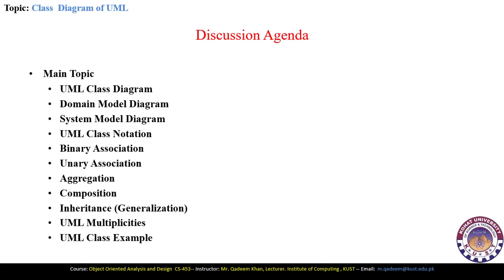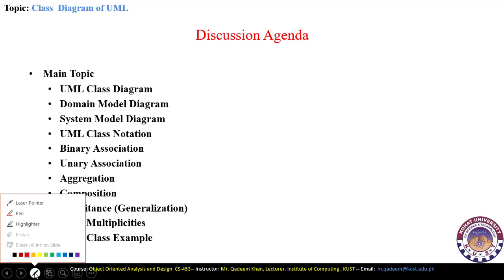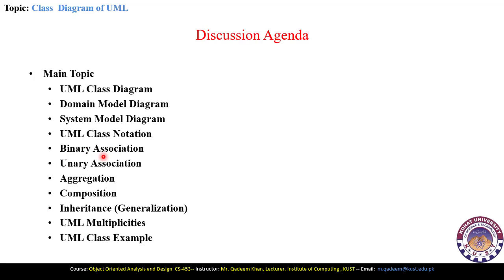This is the discussion agenda. It has the topics of UML class diagrams, then we have the domain model class diagram and system model class diagram. These are two different types of class diagrams. Then we have the UML class diagram notations. It's very important to understand the different notations used for the class diagram. Then we have the UML class notation and binary association used in the class diagram.